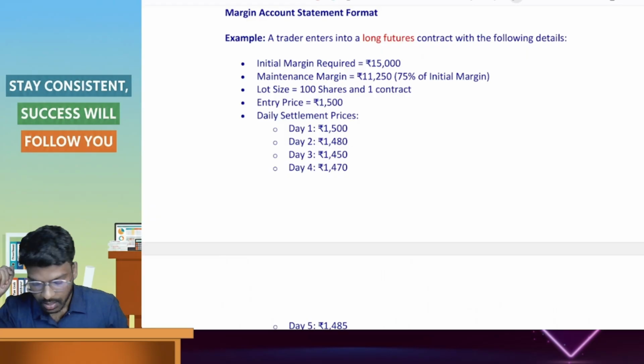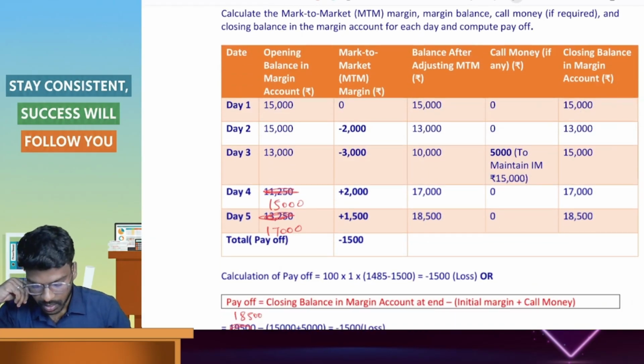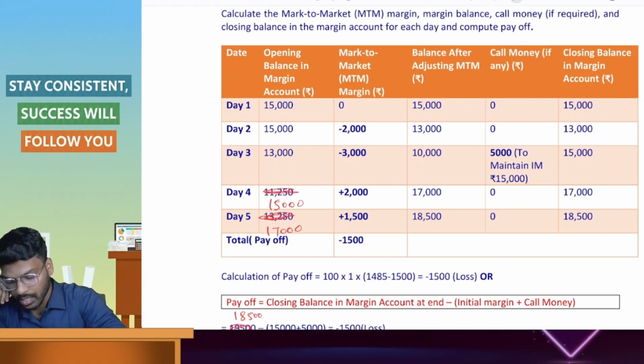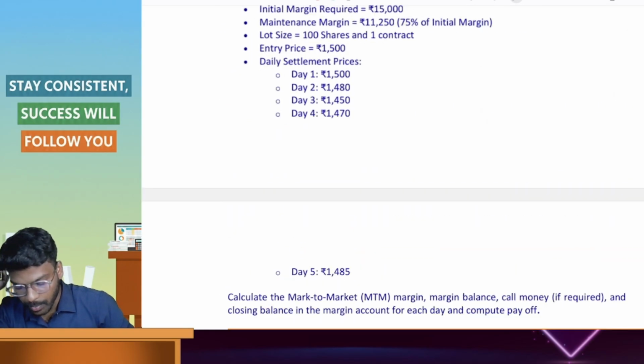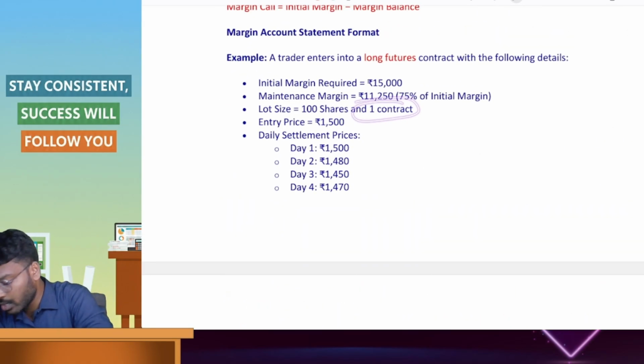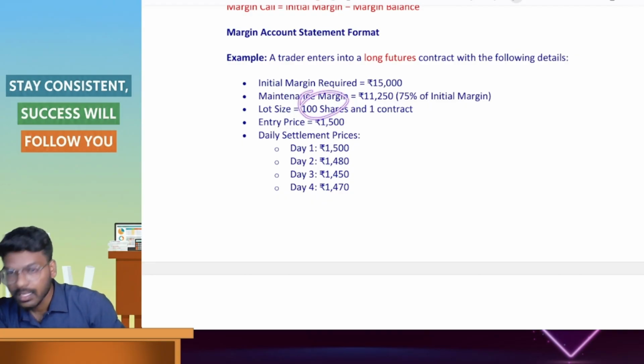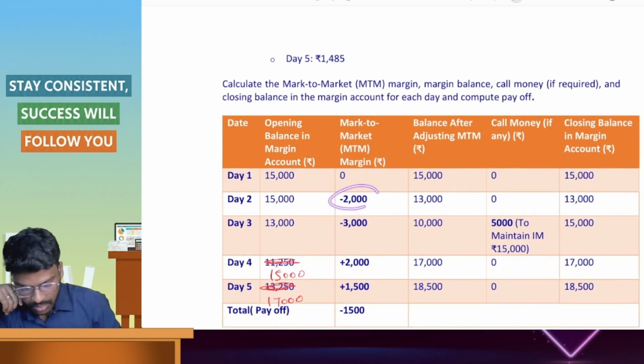Day 2 closing price is 1480. So closing price of today, 1480 minus 1500, will give you minus 20. Minus 20 will be multiplied with the number of contracts, for one contract, 1, into lot size 100. So there is a 2000 loss.